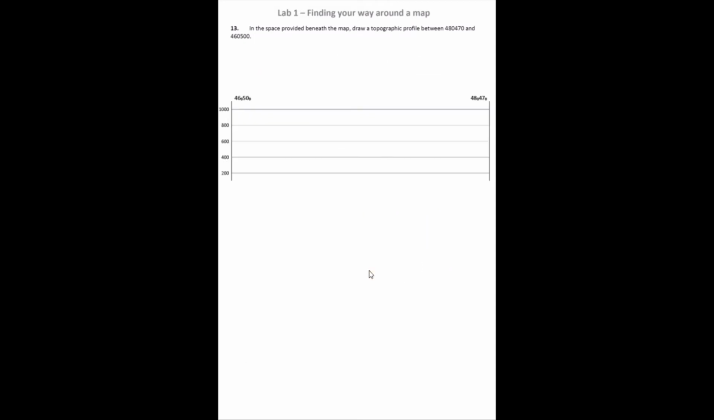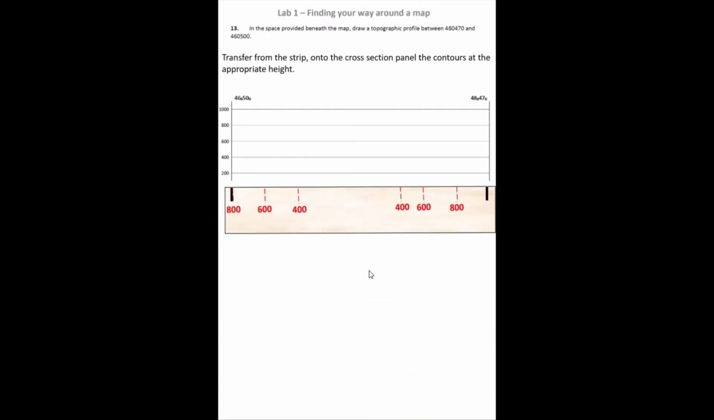Then what I can do is take that piece of paper, line it up with the hill profile panel that we've been provided, and transfer from my strip of paper the ground contour heights at the correct position and mark those on my topographic profile. So with my strip of paper with my ground heights, all I've done is taken those ground heights and placed them on the topographic profile panel at the appropriate height. You can see that this one at 800 is at 800 on the panel, 600, 400 and so on.